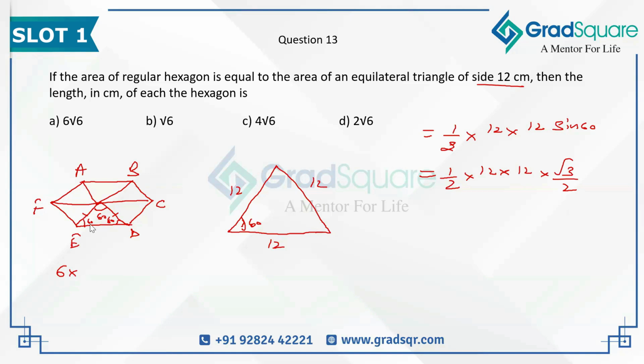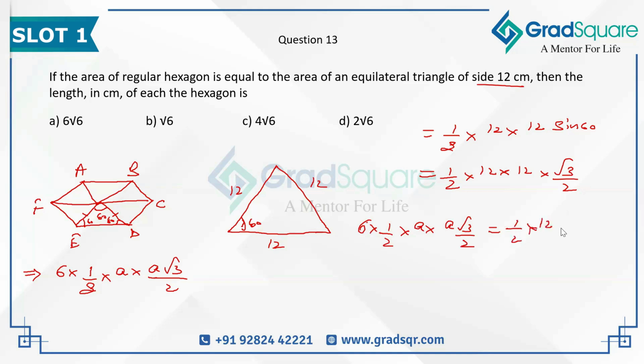So 6 times the area of one of the triangles over here, which is half base, let's say side length is A, into height, which is A times sine 60, which is root 3 by 2. So A times root 3 by 2, correct? Now the area of the hexagon is equal to the area of the given triangle, right? So let's just equate the two. 6 times 1 by 2 times A times A root 3 by 2 should be equal to half of 12 into 12 into root 3 by 2.